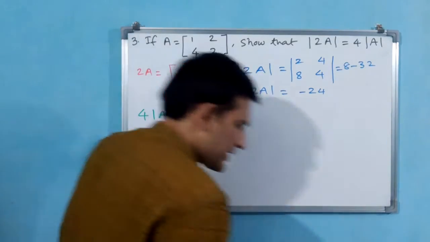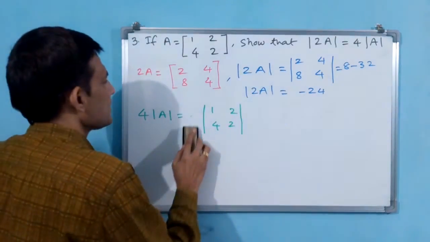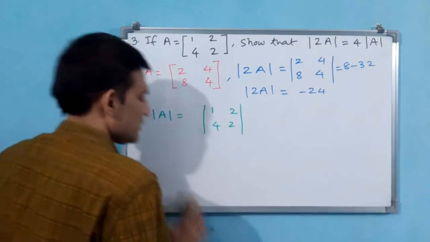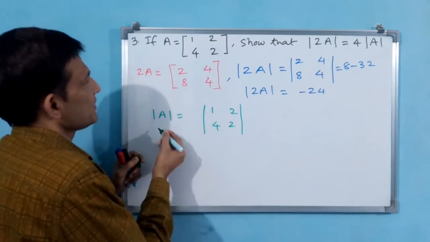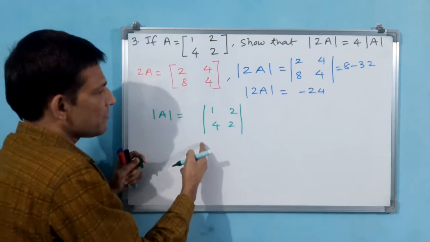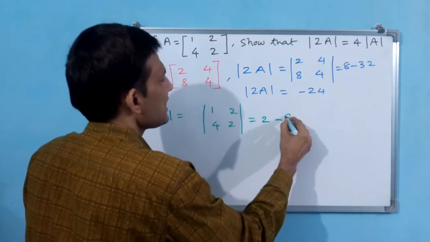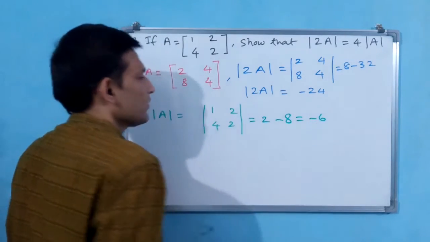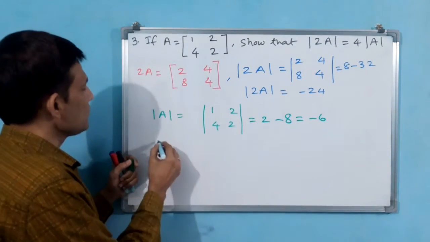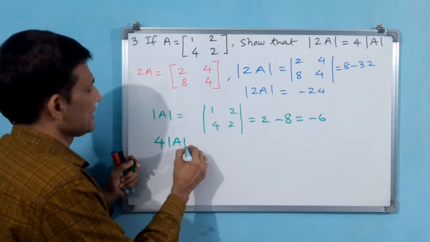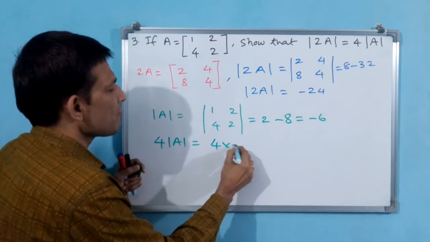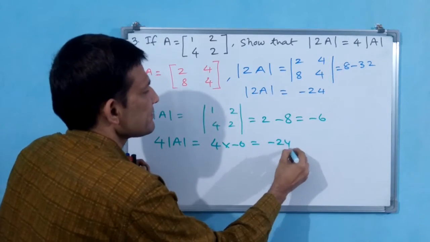Or else first you find determinant A. Why? Because if you get any confusion, determinant A we are finding first. Because this is a matrix, determinant A we are finding. That is equal to 2 minus 8, that is equal to minus 6. Is it okay? Now you find 4 determinant A. That is equal to 4 into minus 6, that is equal to minus 24.